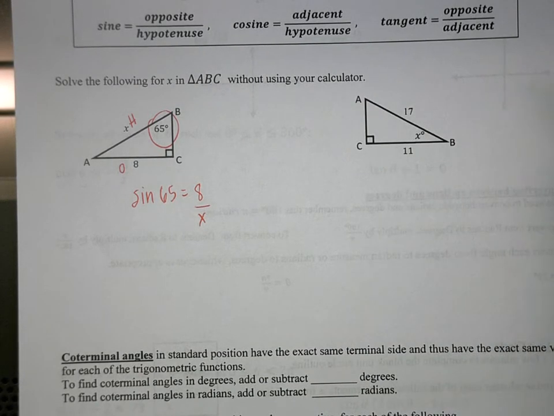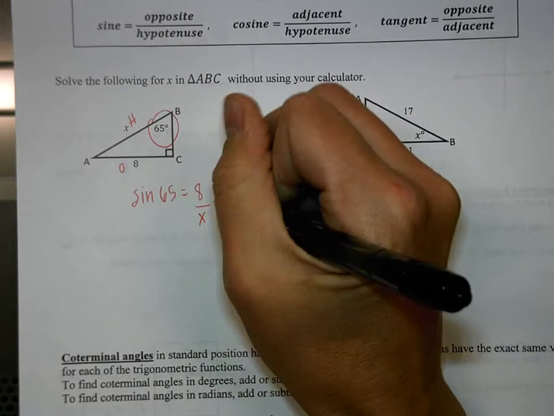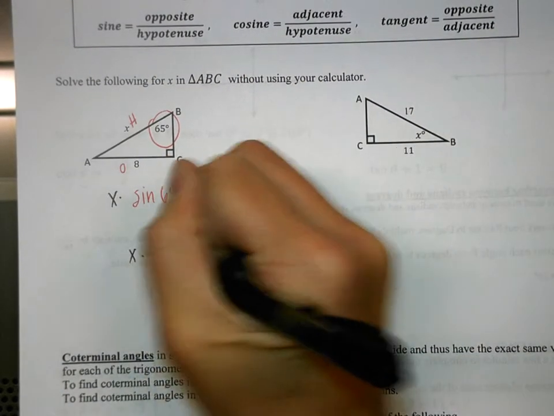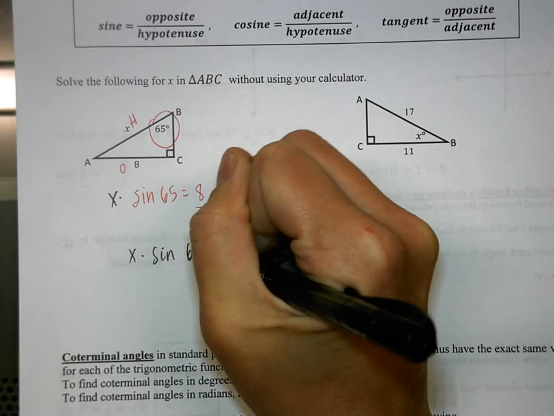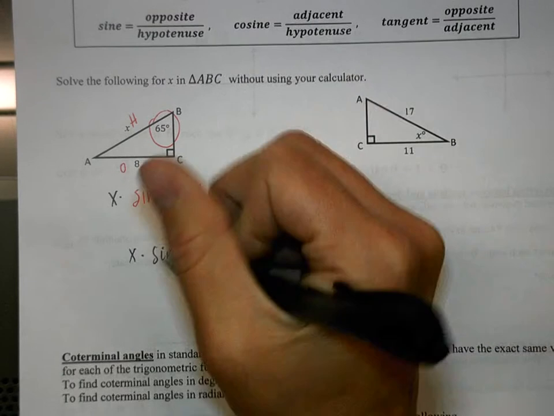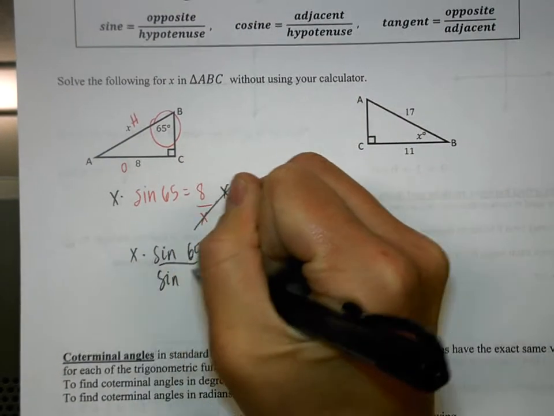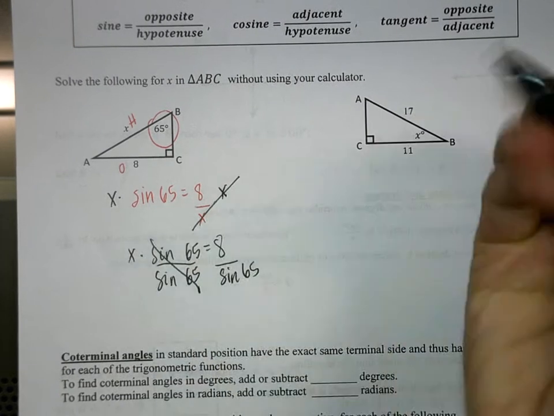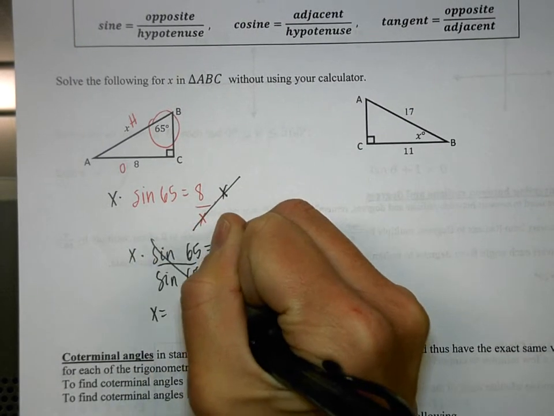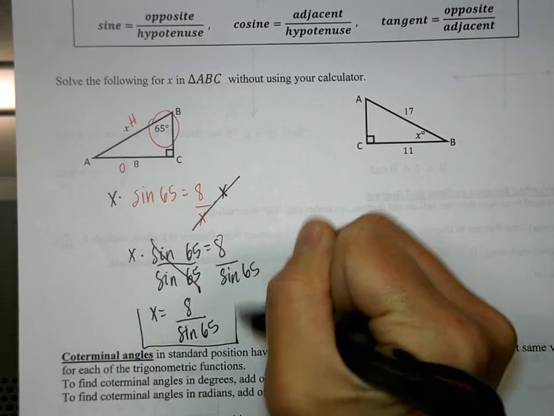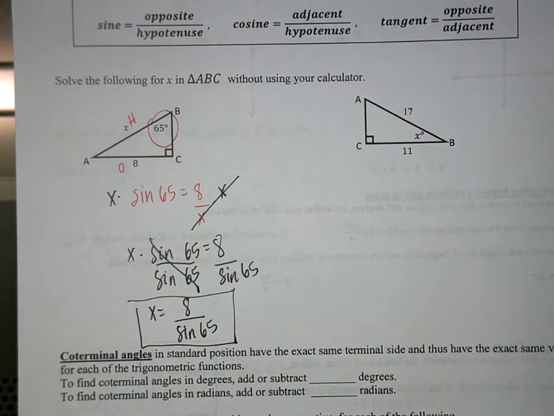Start by eliminating the fraction. How would I eliminate the fraction? These cancel. We have x times sine of 65 equals 8. And then what would I do next? Divide by the sine of 65. Good. So x equals 8 over sine of 65.